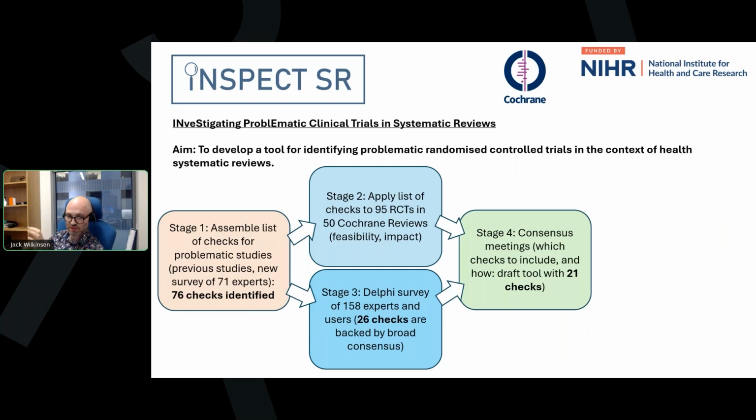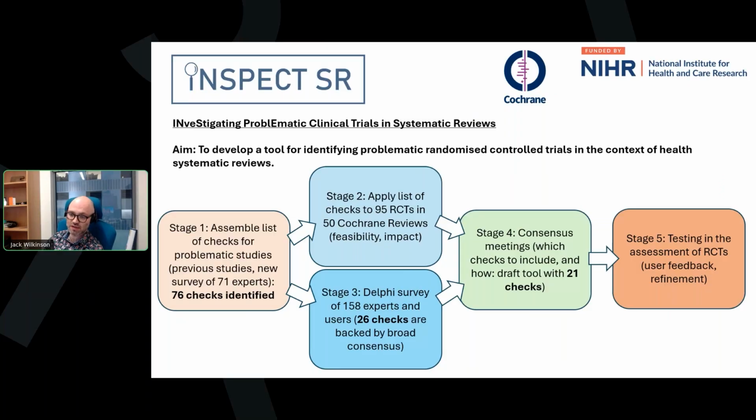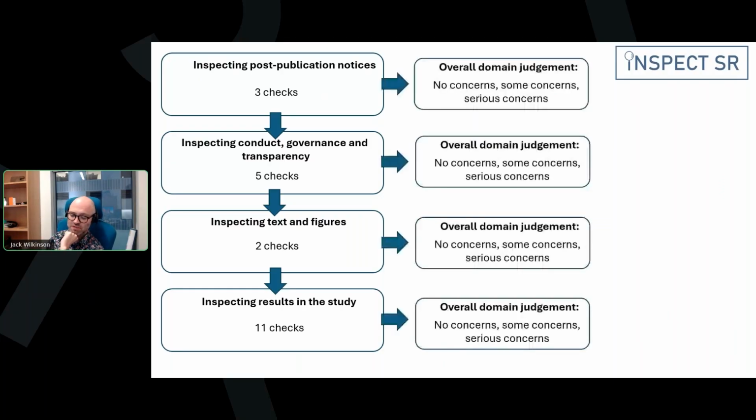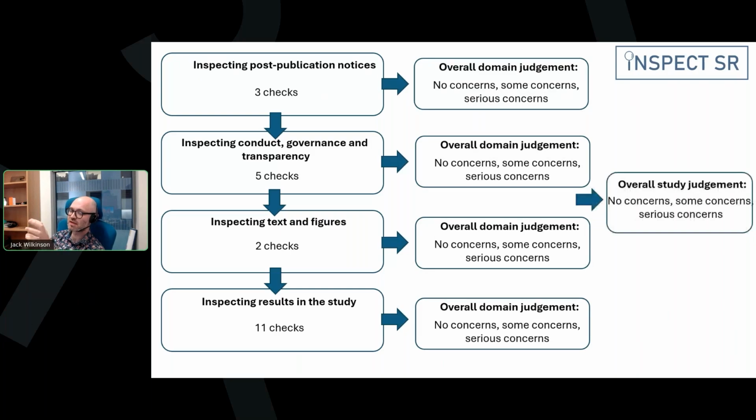So this gave us a draft version of the Inspect SR tool. And then we did lots of testing, we got lots of feedback, and we used that to refine it and to deliver the final version. So we ended up with something that looks like this. We've got the Inspect SR tool, and this guides the user through a series of checks in 4 different domains, and it prompts the user to make a judgment about trustworthiness in relation to each one of those domains, and then this feeds into an overall study level judgment.